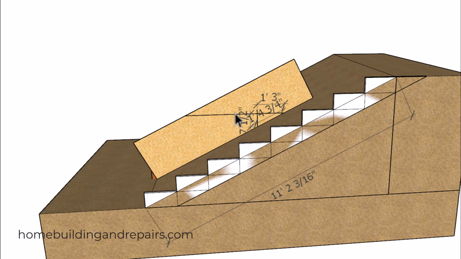So again, if you're having a difficult time measuring the total rise or the total run, then you might be able to use this method instead to calculate the riser and the tread measurements for your stairway so that you can lay out a stair stringer or use it to position the front part and back part of each step.